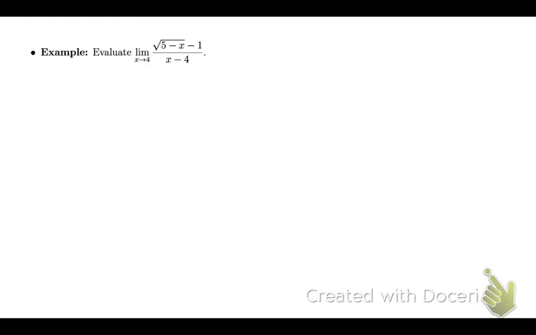Okay, so I'm going to multiply this by root, exactly the same thing, 5 minus x, but I'm going to make that a plus 1. Now, if I multiply that on top, I have to multiply that on bottom as well.